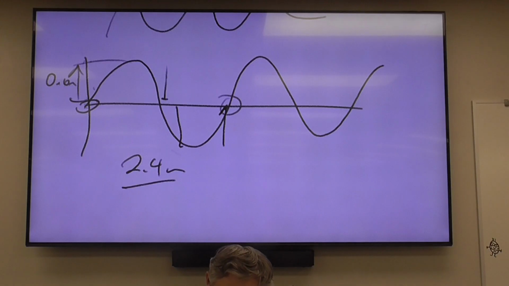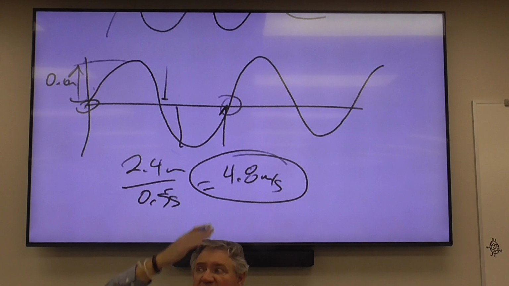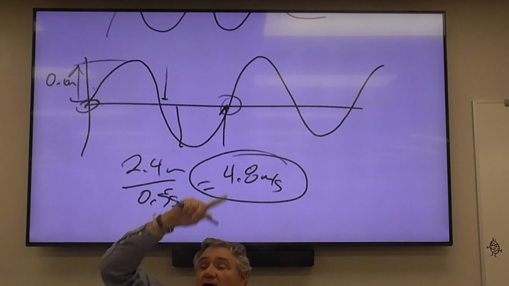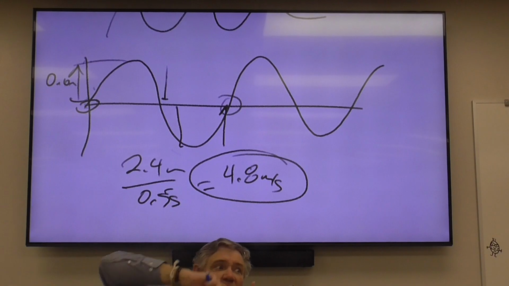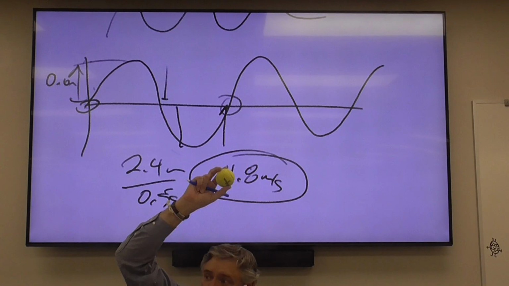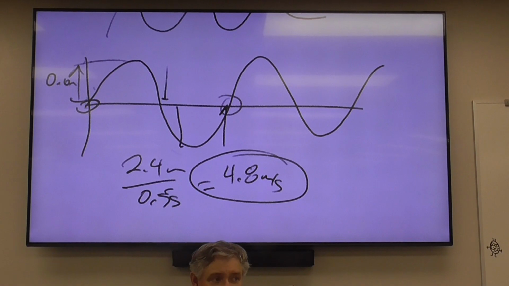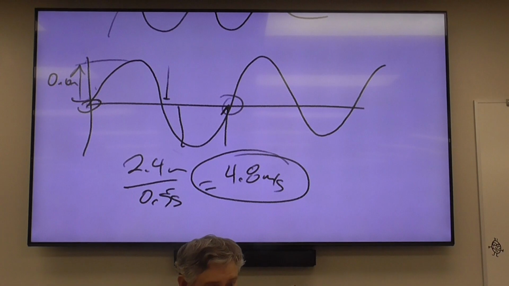So if you take 2.4 meters and divide that by half a second, you get, okay, that's the vertical speed of the wave. Because if you think about it, the fact that it's moving horizontally doesn't matter. Imagine this thing just going back and forth like this. Total distance traveled, 2.4 meters. It takes half a second. Velocity is 4.8 meters per second.